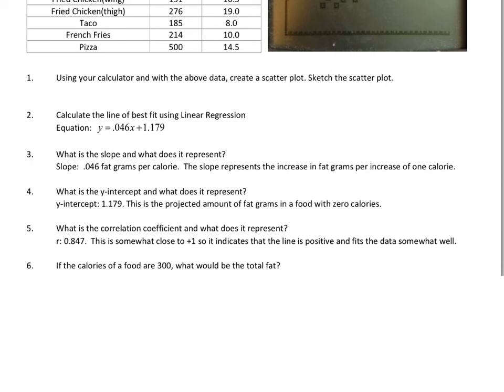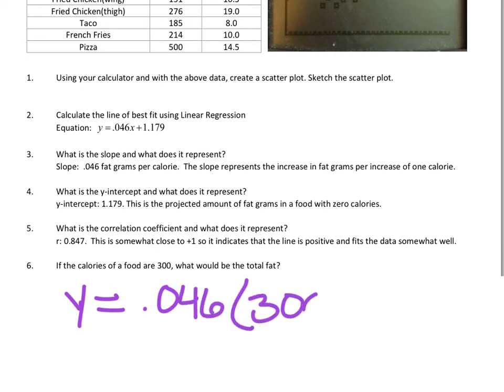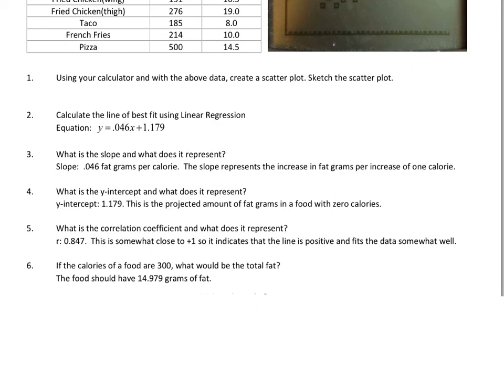And the way you do that is just plug in. Y is my fat, so I'm looking for y equals 0.046, and then x is the calories, so I'm going to put 300 in right here. And then plus 1.179, and I can calculate that. You should get about 14.979 grams of fat, so you can estimate about 15 fat grams.